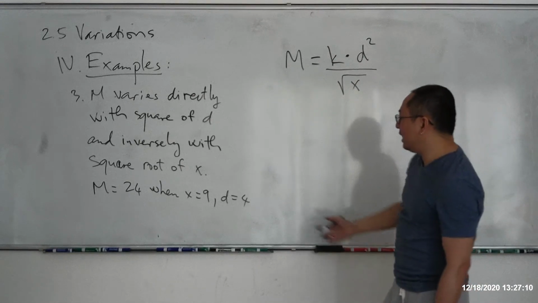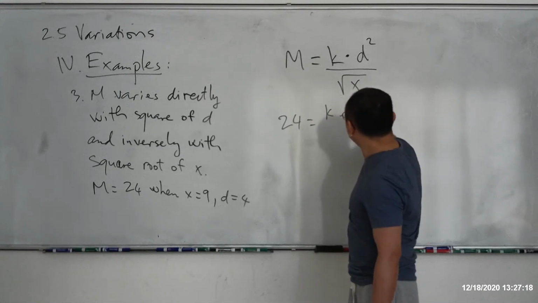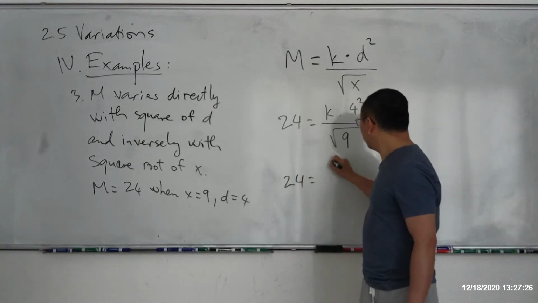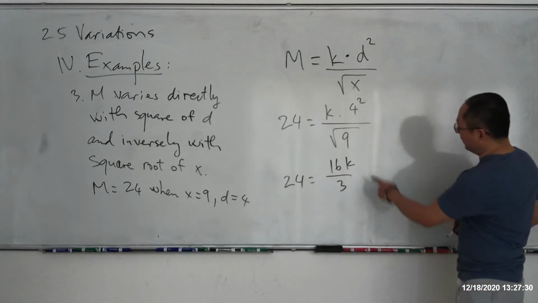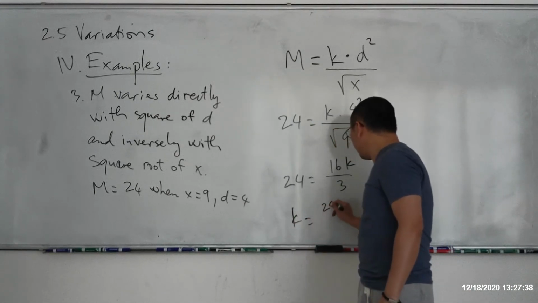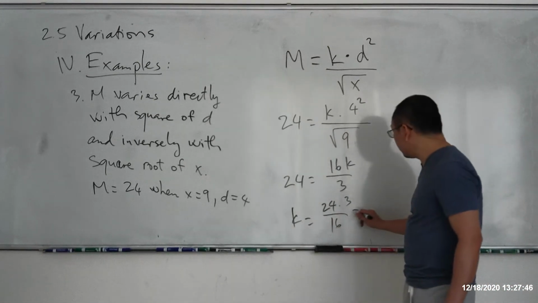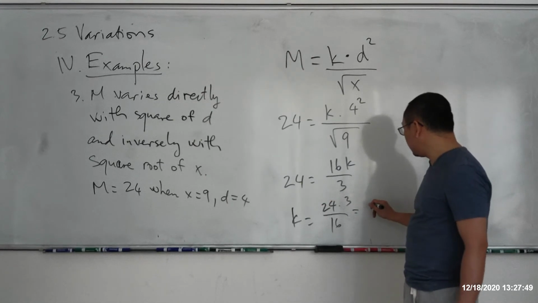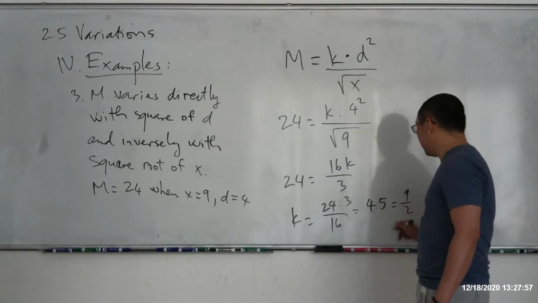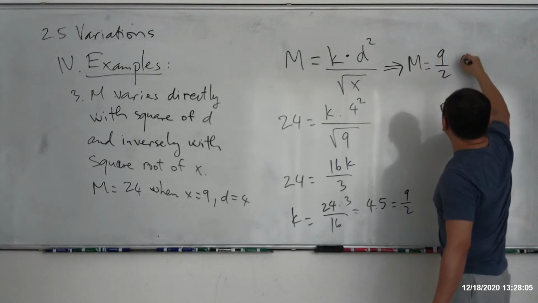Okay? You got the formula. Then plug in the numbers. M equal to 24 equal to k times d squared, 4 squared, and then square root of 9, because x is 9 and d is 4. So 24 is equal to 16k over 3. All right? Square root of 9 is 3, 4 squared is 16. So k is equal to 24 times 3 over 16. So I think this is what? 24 times 3 is 72 over 16. Divided by 8 is 9 over 2, is 4.5. Or 9 over 2. I would prefer fraction, but I do both ways. Okay?